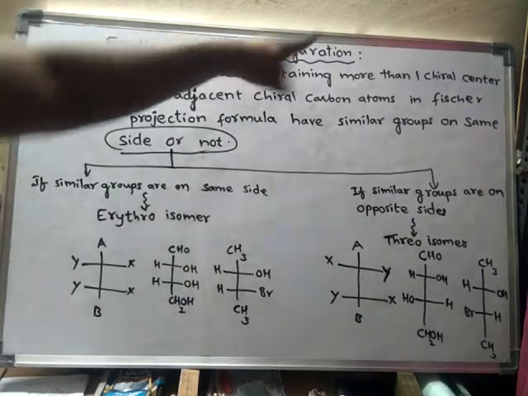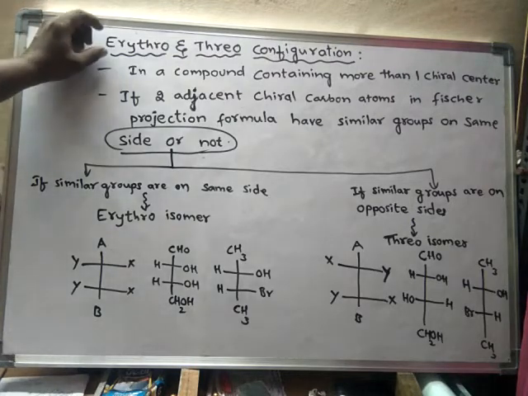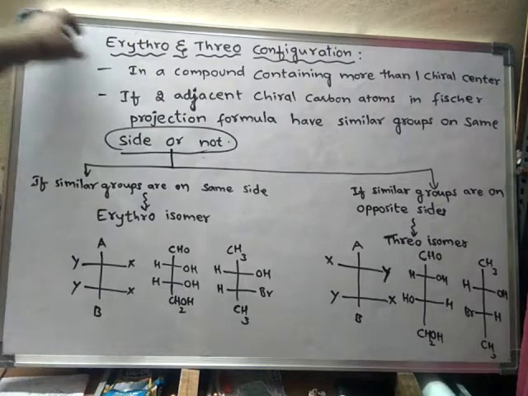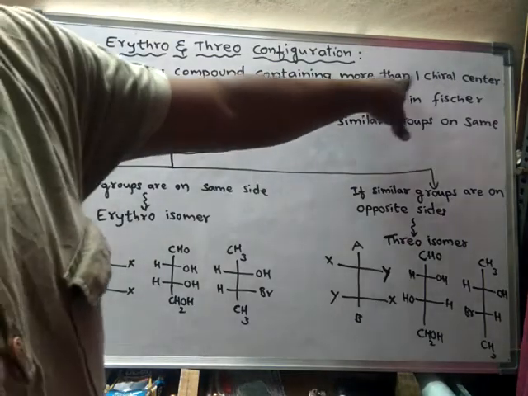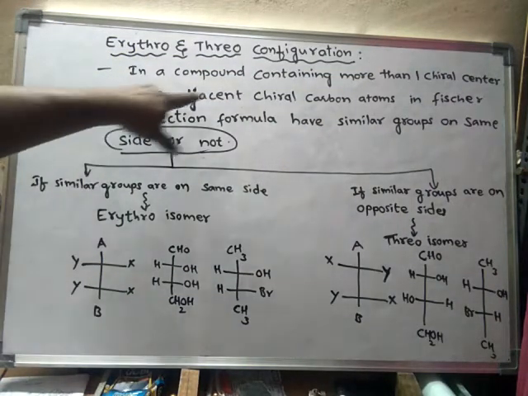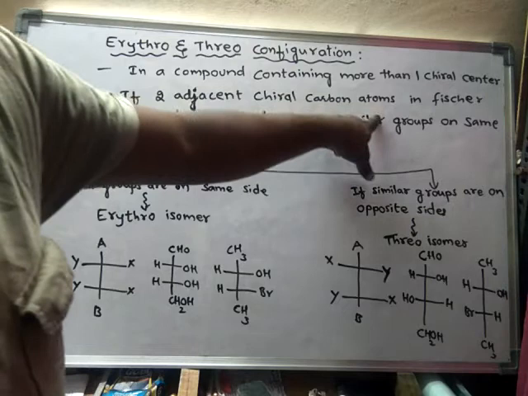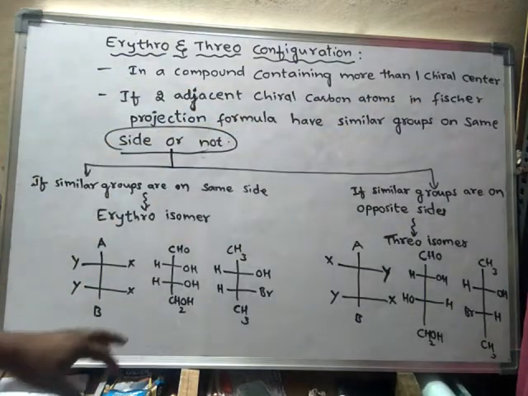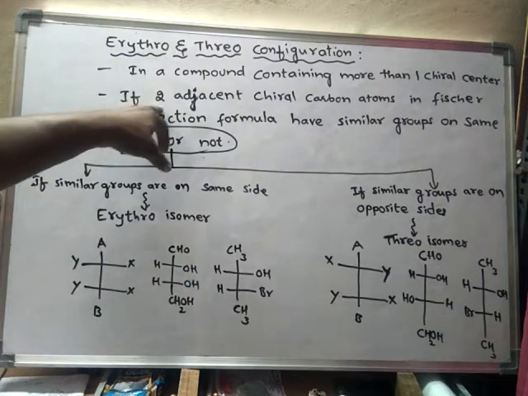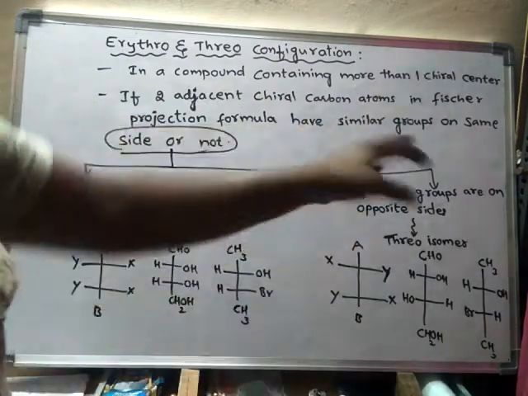Erythro and threo configuration. This type of configuration is found in compounds containing more than one chiral center. Suppose there are two adjacent chiral carbon atoms in a Fischer projection formula. For example, this is a Fischer projection formula. If two adjacent chiral carbon atoms in a Fischer projection formula have similar groups on the same side or not.